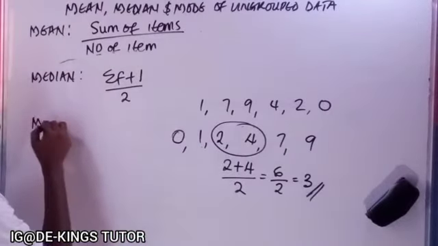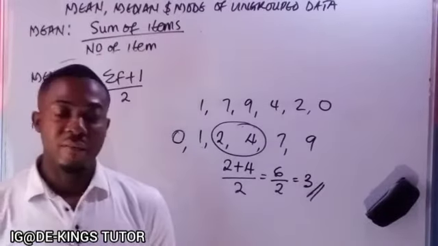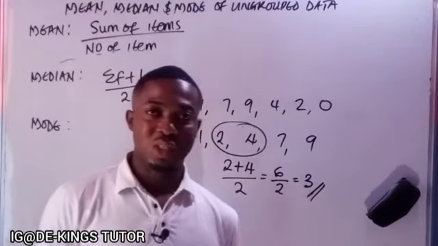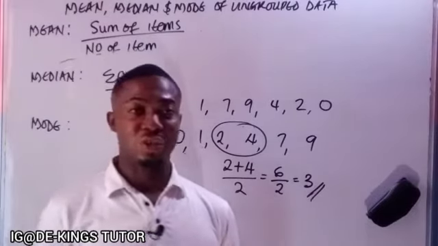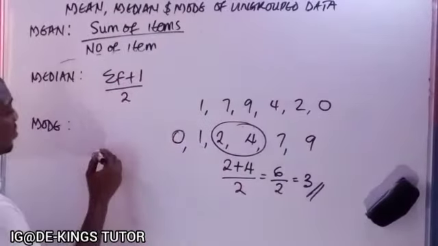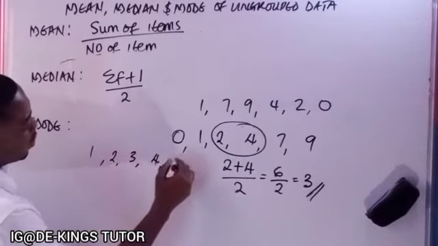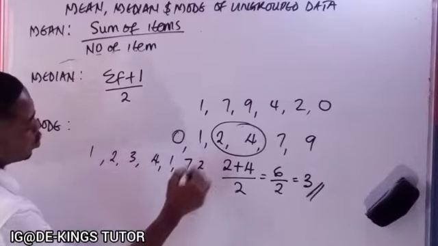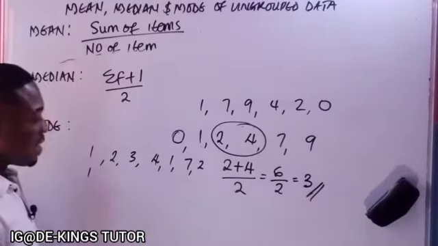Now for our mode, the mode is the value that appears most in a set of values, that particular value that appears most in a set of observations. Now for instance, if we have 1, 2, 3, 4, 1, 7, 2, 1, and they say find the mode. Okay, now without blinking our eye.